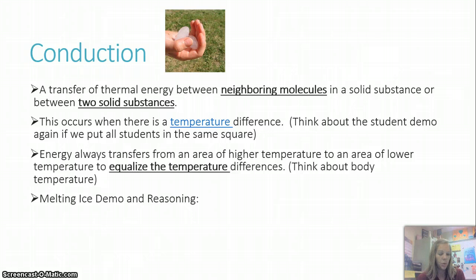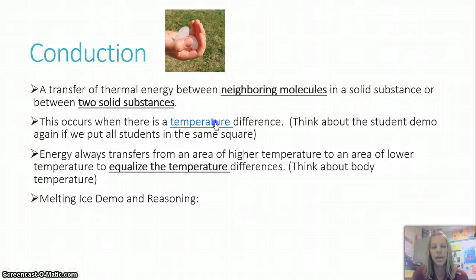Well, your hand has a higher temperature, which means that the average particle movement is much higher than what's in the ice cube. Therefore, that energy is going to transfer from an area of higher temperature to an area of lower temperature. And in doing that, your hand's temperature is going to drop, and the ice cube's temperature is going to increase. And this will help equalize the temperature between the 2 different objects.